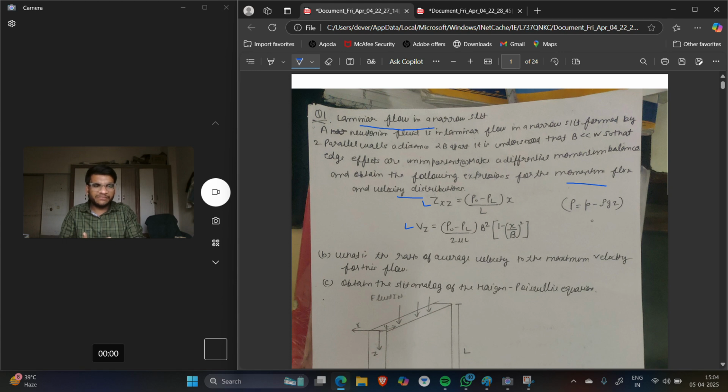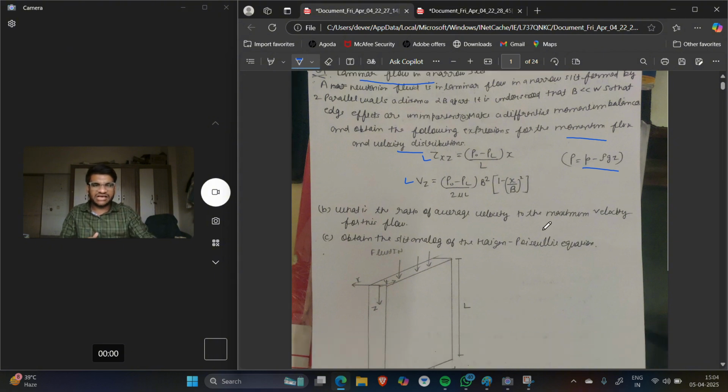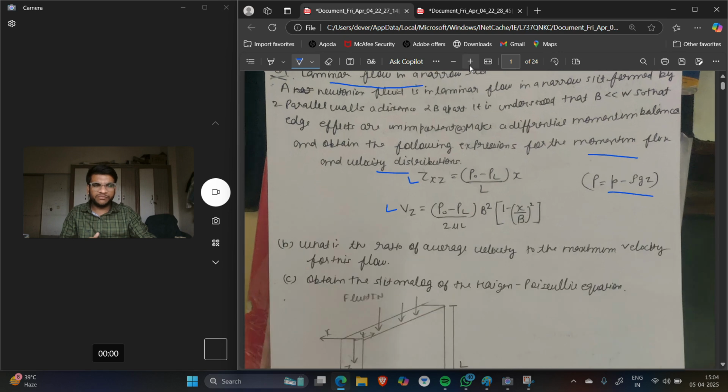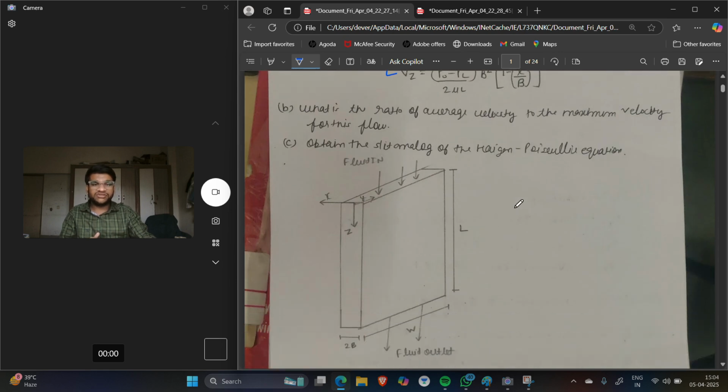And here P is what? It is given in the question. Here P is p minus rho g z. Okay. Where Z is what? Z will be our height from the top of the slit. Okay. Then what is asked in part B of the question? Let me zoom it out. What is the ratio of average velocity to the maximum velocity for this flow? Okay. Then obtain the slit analog of the Hagen-Poiseuille equation. So I will explain what this Hagen-Poiseuille equation is also.